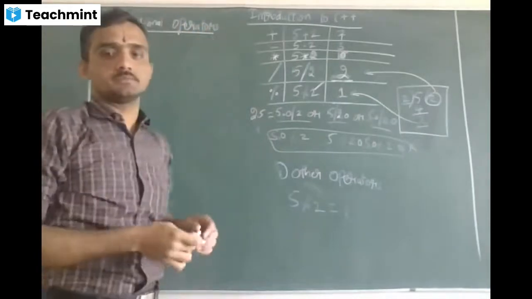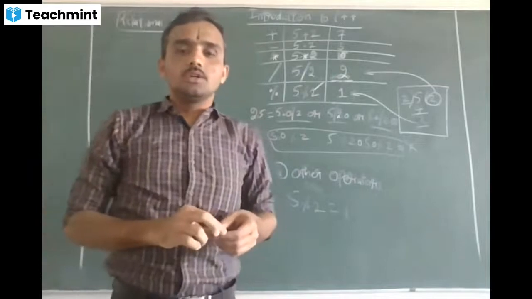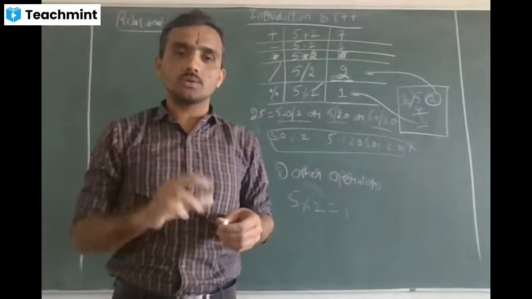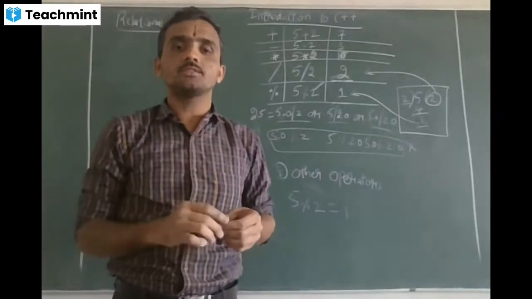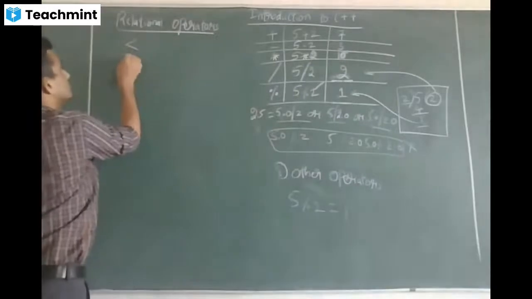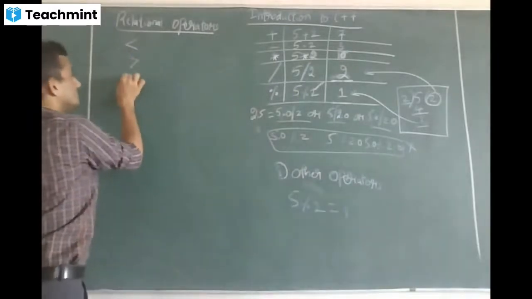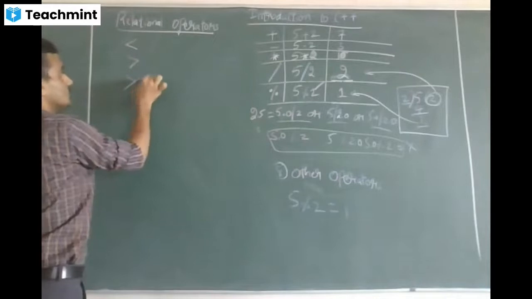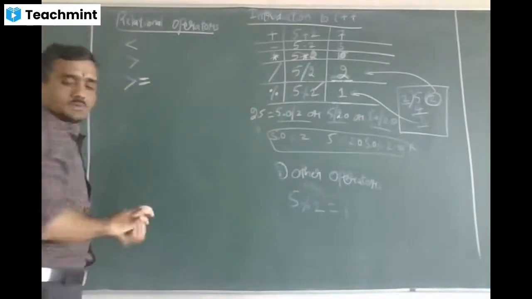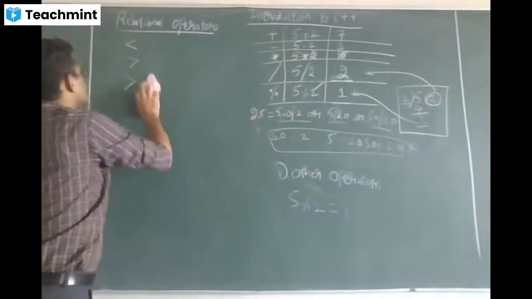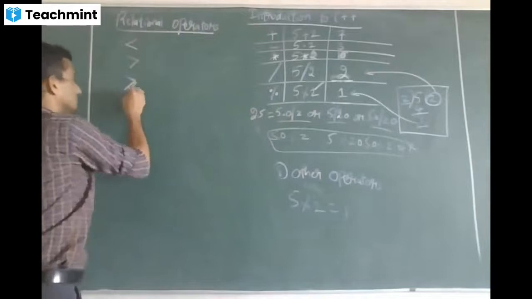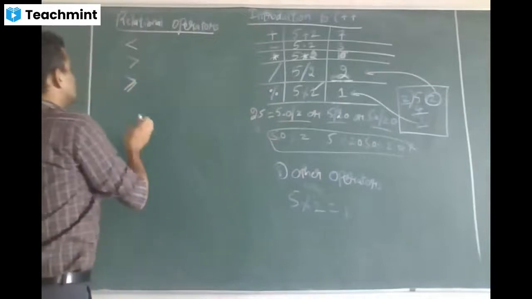Relational operators. Relational operators are something we have already come across in mathematics. If I tell you the operator symbols, you will recognize them: less than, greater than, and greater than or equals to. In computer science, you have to write greater than or equals to in a different way. In mathematics, we write it as a single symbol, but in computer science language, you should not write it like this.